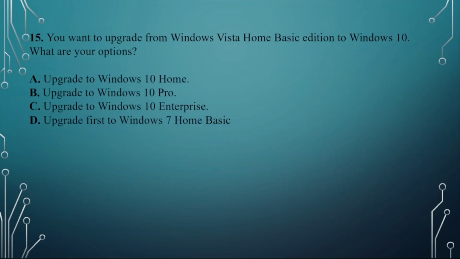Question number 15. You want to upgrade from Windows Vista Home Basic Edition to Windows 10. What are your options? A. Upgrade to Windows 10 Home. B. Upgrade to Windows 10 Pro. C. Upgrade to Windows 10 Enterprise. D. Upgrade first to Windows 7 Home Basic. So what do you need to do to upgrade from Windows Vista Home Basic Edition to Windows 10?